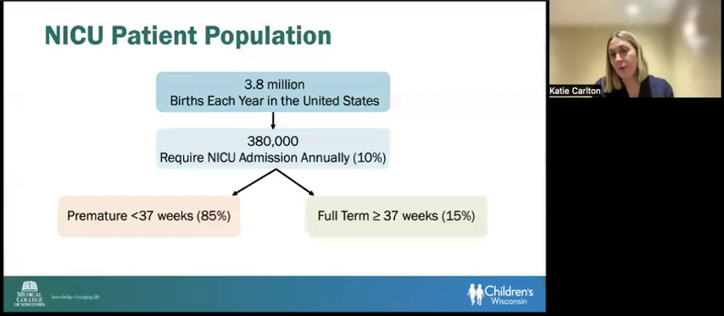So we know in the United States particularly, there are 3.8 million births every year, and about 10% or one in every 10 infants requires admission and care in the neonatal ICU or the NICU. Prematurity affects over 85% of this patient population, whereas about 15% is our full term and preterm infants.